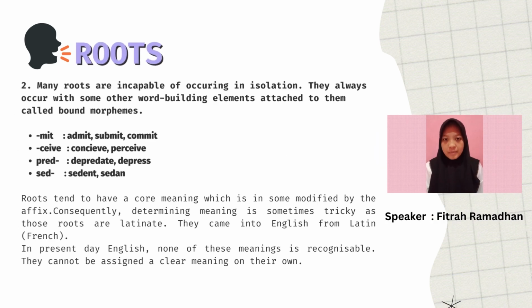Two. Many roots are incapable of occurring in isolation. They always occur with some other word-building elements attached to them, called bound morphemes. Examples of bound roots are mit like admit, submit, and commit; ceive like conceive and perceive; and so on.